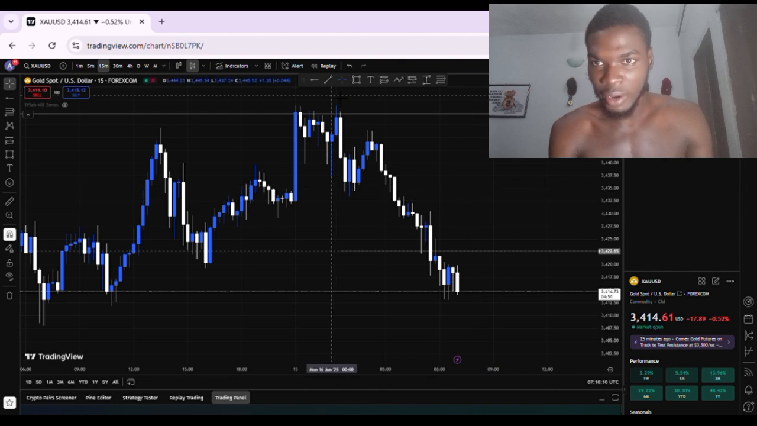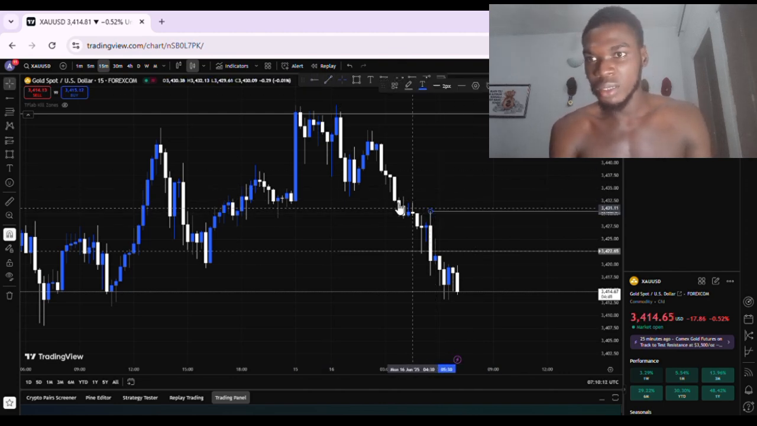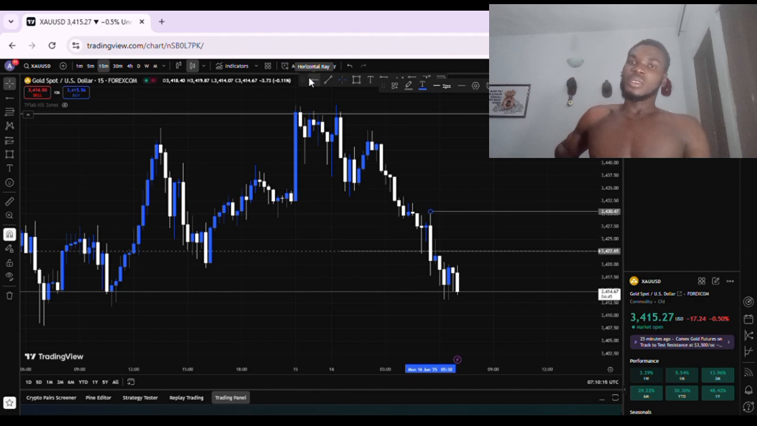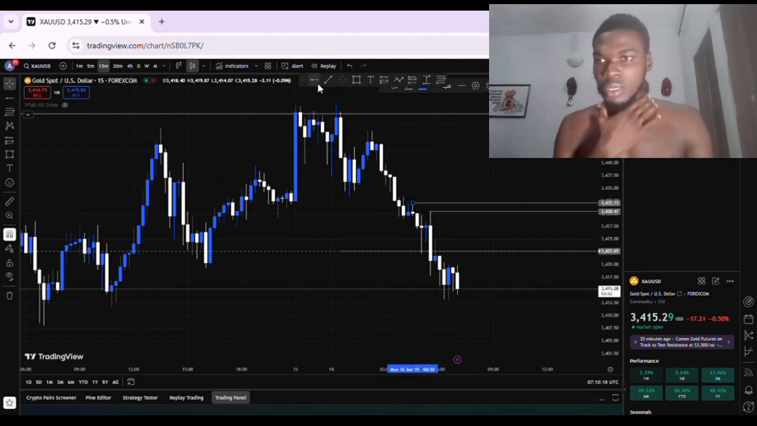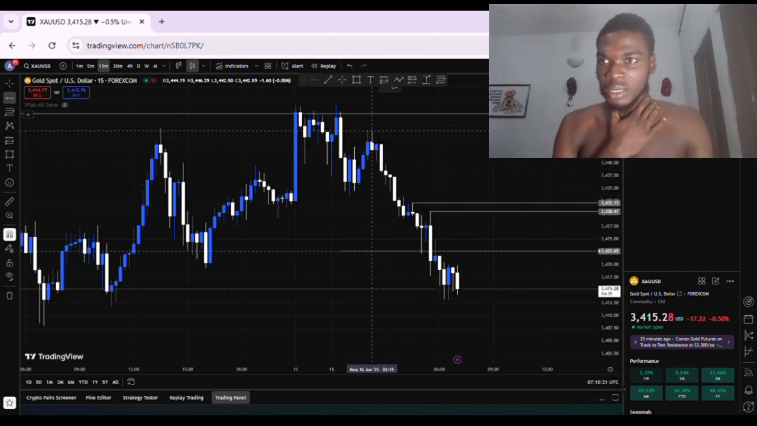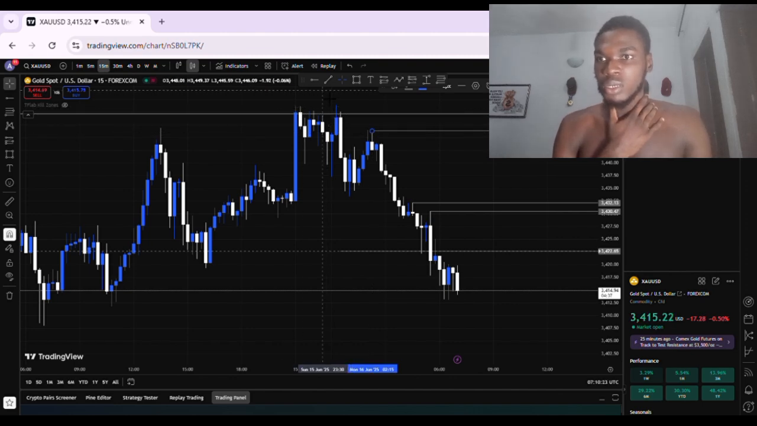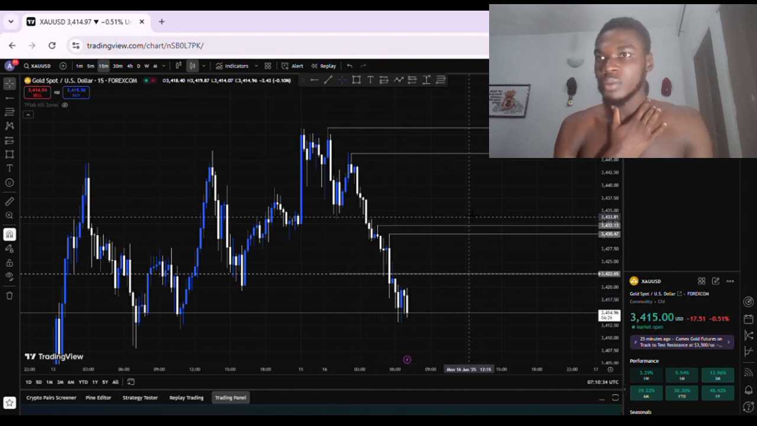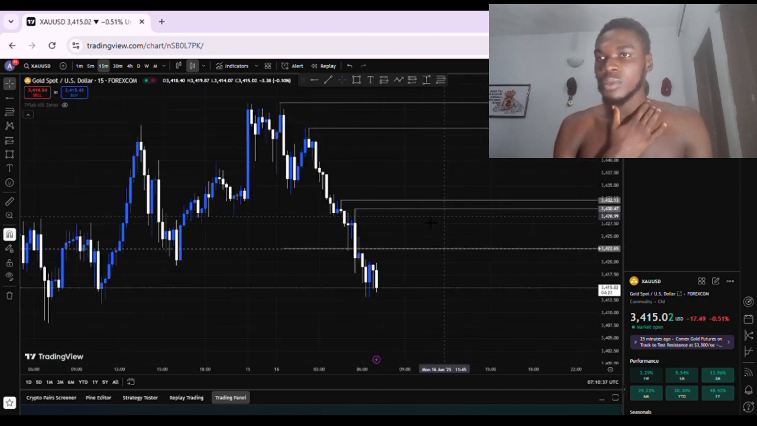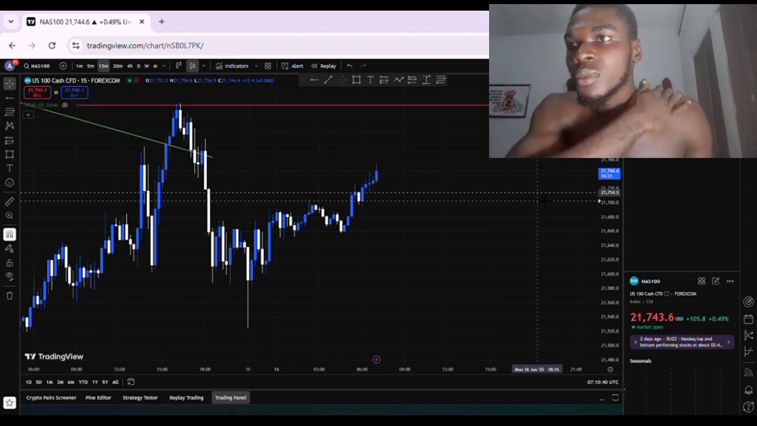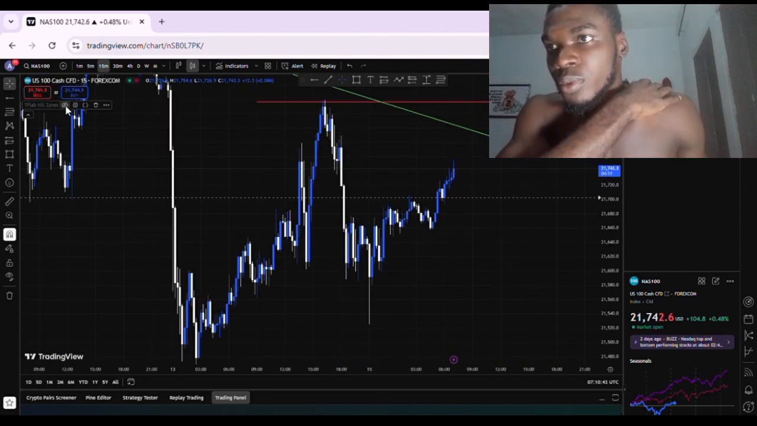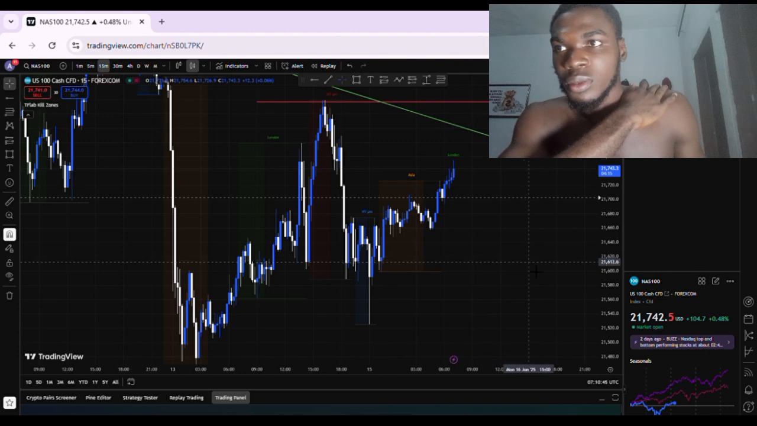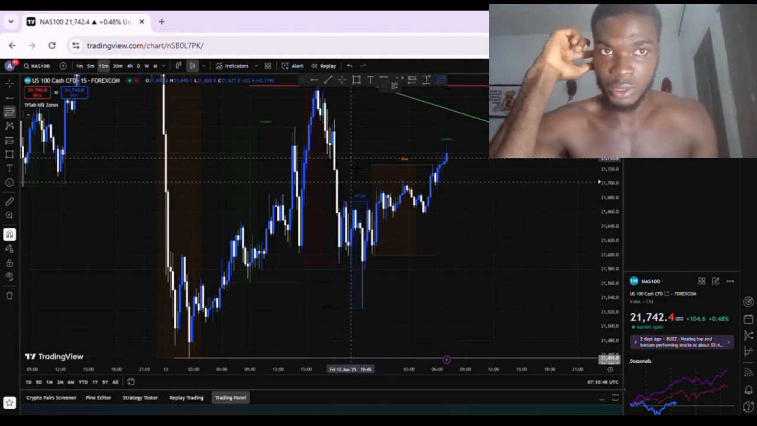So since we've gotten our area of value, we'll just wait for the market to come back to this area of value so we can get an entry. And we'll be aiming for these liquidities today. We have one, two, three, and this last one at the top, four. So these are the liquidity aims for today.